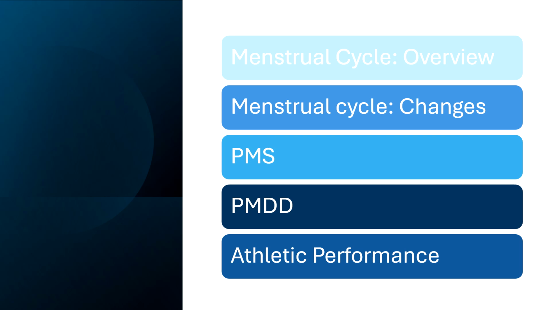The general outline of what we're going to cover, starting with what the menstrual cycle is, how it changes with time, what exactly PMS and PMDD are, and how it can affect your athletic performance.